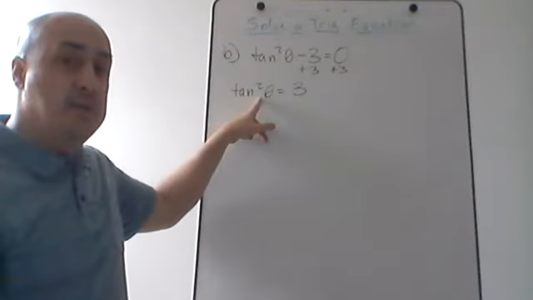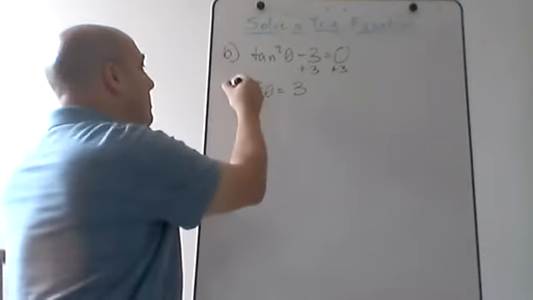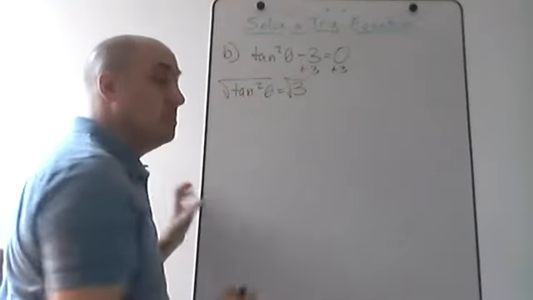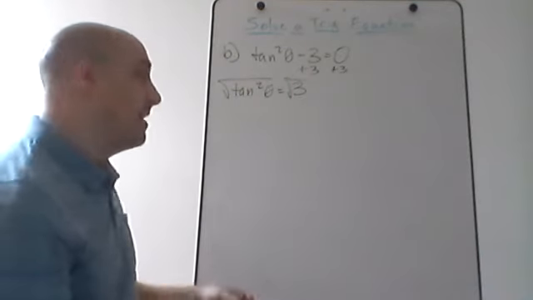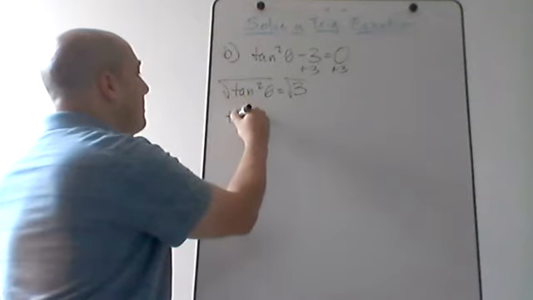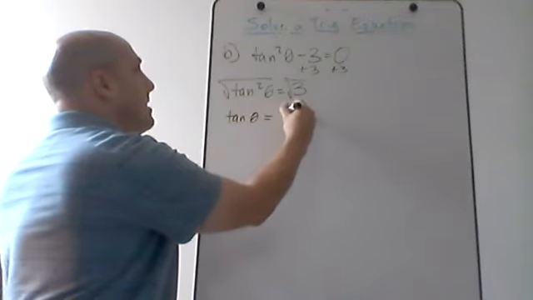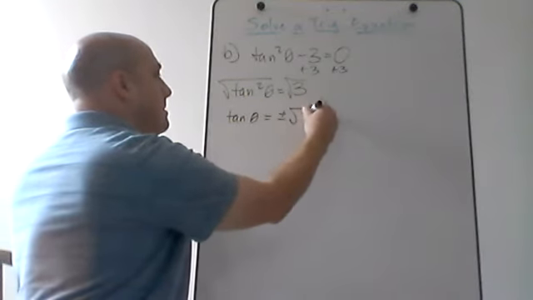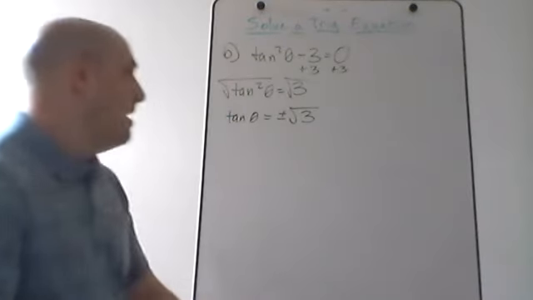And then since I have a tangent squared here, well, to cancel out that second power, I do the square root, right? The square root is the inverse of the second power. So that's going to give me tangent of theta on the left side equals plus or minus square root of 3 on the right side.